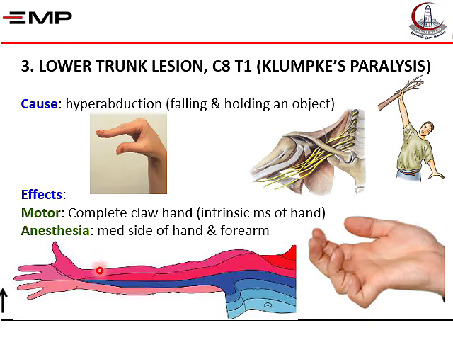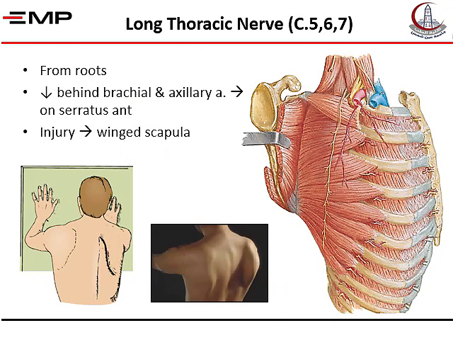The anesthesia will be on the medial side of the arm and of the forearm and hand because it's C8 and T1. The details of the branches of the brachial plexus will be studied in the regions that they supply. So here we will study only 3 nerves that supply the pectoral region.